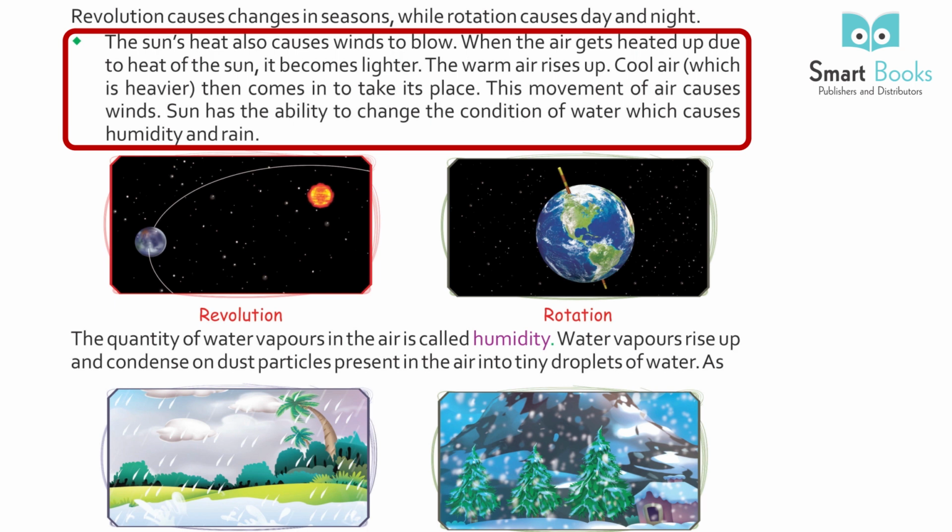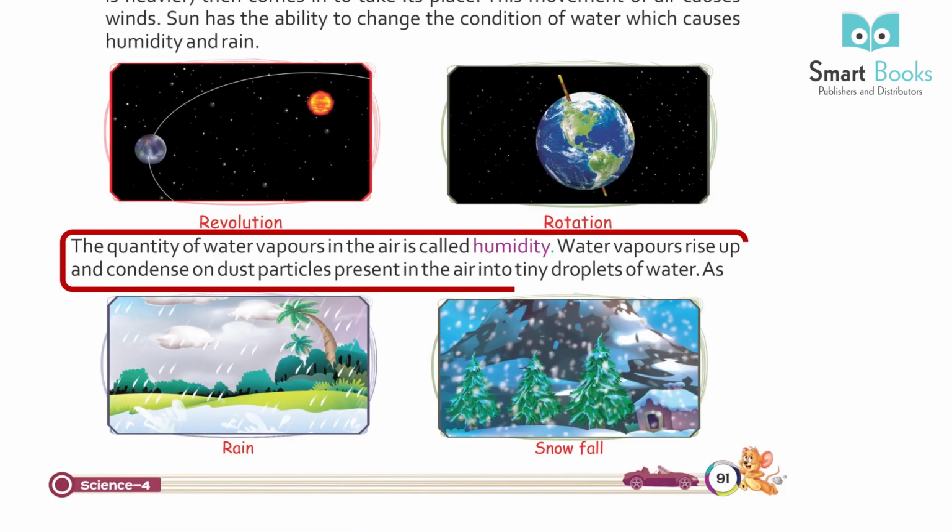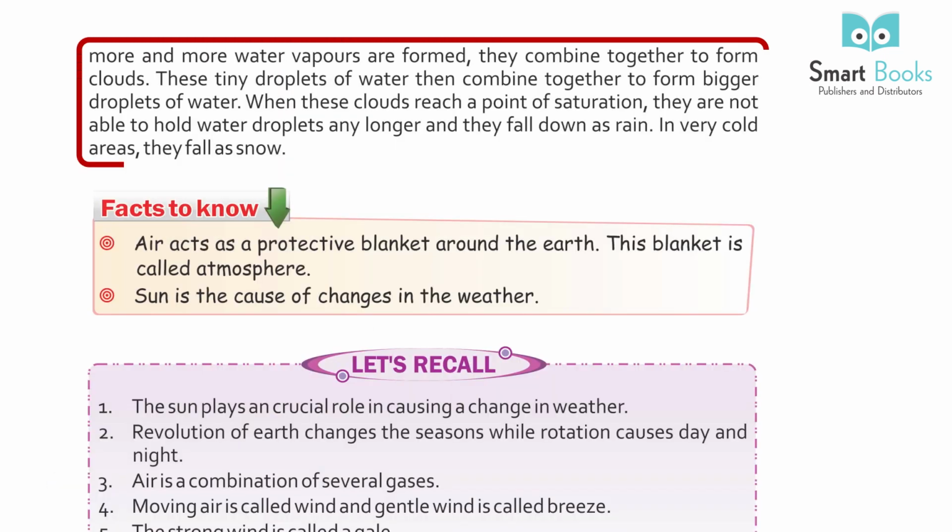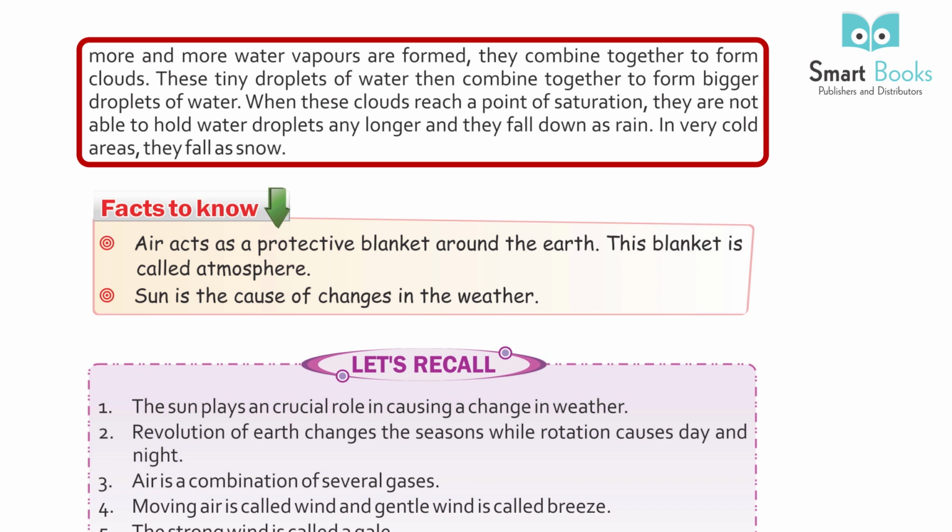Sun has the ability to change the condition of water, which causes humidity and rain. The quantity of water vapors in the air is called humidity. Water vapor rises up and condenses on dust particles present in the air into tiny droplets of water. As more and more water vapors are formed, they combine together to form clouds. These tiny droplets of water then combine together to form bigger droplets of water. When these clouds reach a point of saturation, they are not able to hold water droplets any longer and they fall down as rain. In very cold areas, they fall as snow.